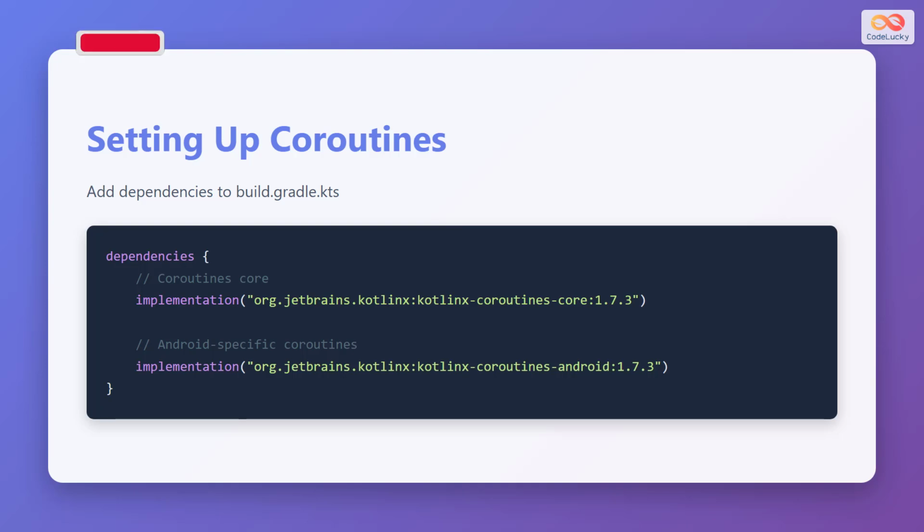Before we can use coroutines in our Android project, we need to add the necessary dependencies. Open your build.gradle.kts file and add two dependencies. First, add the coroutines core library with implementation("org.jetbrains.kotlinx:kotlinx-coroutines-core:1.7.3"). Second, add the Android-specific coroutines library with implementation("org.jetbrains.kotlinx:kotlinx-coroutines-android:1.7.3"). These libraries provide all the tools you need to work with coroutines in your Android app.